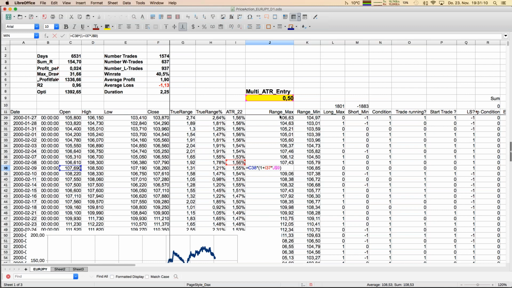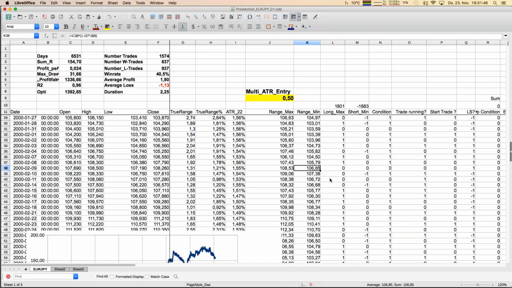And then the buy stop order is simply the open plus a multiple of the ATR of that candle, and that's the buy stop order. So you see we have 107.7 here, and about 1 point above we have the buy stop order, and about 1 point below, same formula just with a minus, we have that sell stop order.